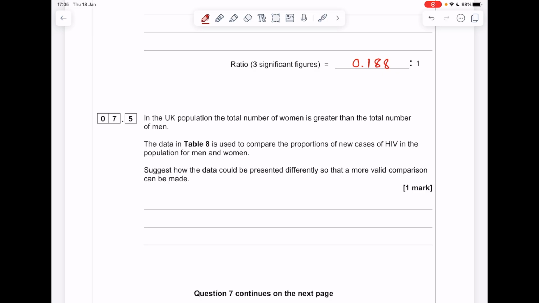In the UK population, the total number of women is greater than the total number of men. The data in Table 8 is used to compare the proportions of new cases of HIV in the population for men and women. Suggest how the data could be presented differently so a more valid comparison can be made. Ideally, you'd want to calculate the number of cases as a percentage, because then it doesn't really matter how many people you have of each gender.